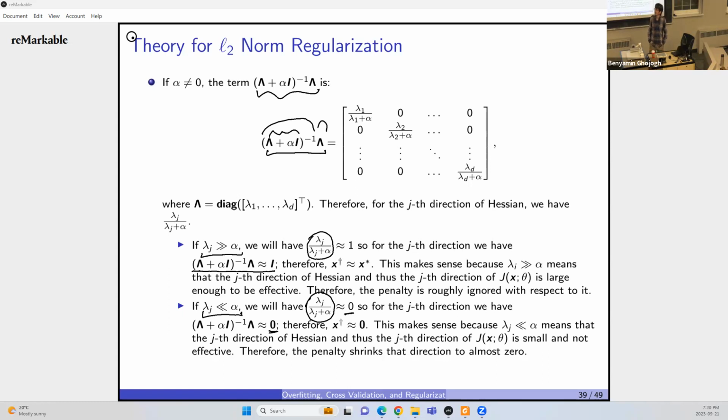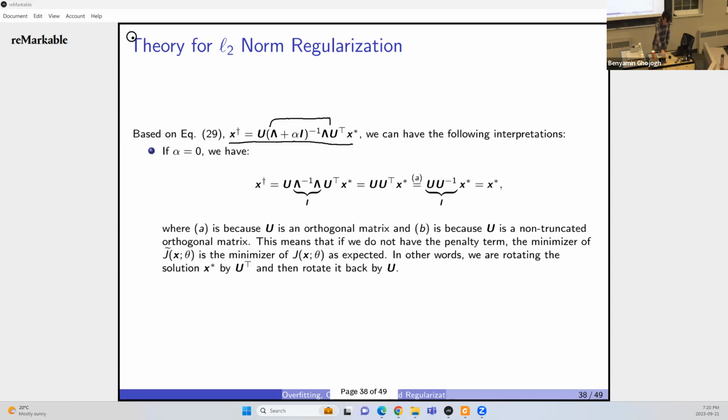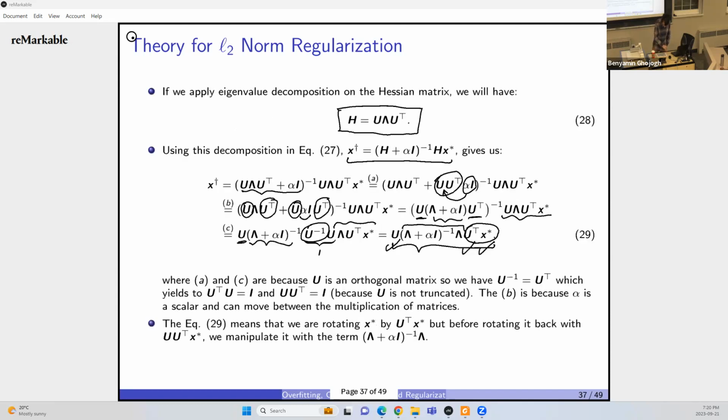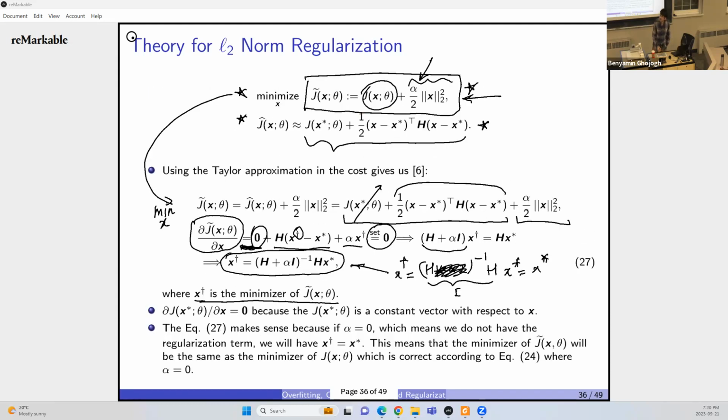Understood? It can be any cost, J. So here we said it is J, right? It can be any cost. It can be mean squared error. It can be cross entropy. It can be anything, right? J plus alpha over 2, this regularization term.